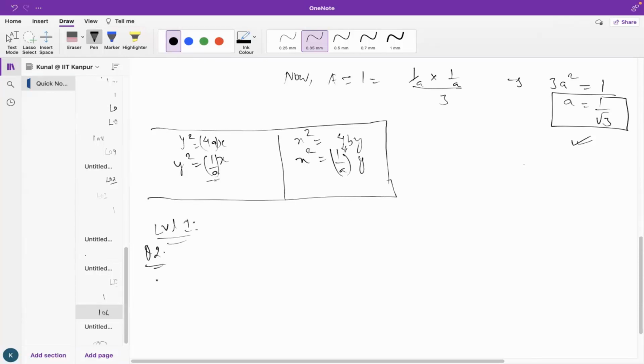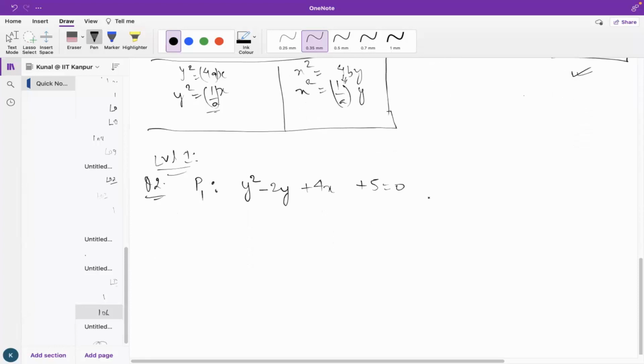And after that, we will see today's last property and learn how to implement it. Okay, so let me write it here. There are two curves given, actually parabolas. The first parabola given is y square minus 2y plus 4x plus 5 is equal to 0. This is our parabola 1 and this is our parabola 2, and its equation given is x square plus 2x minus y plus 2 is equal to 0.